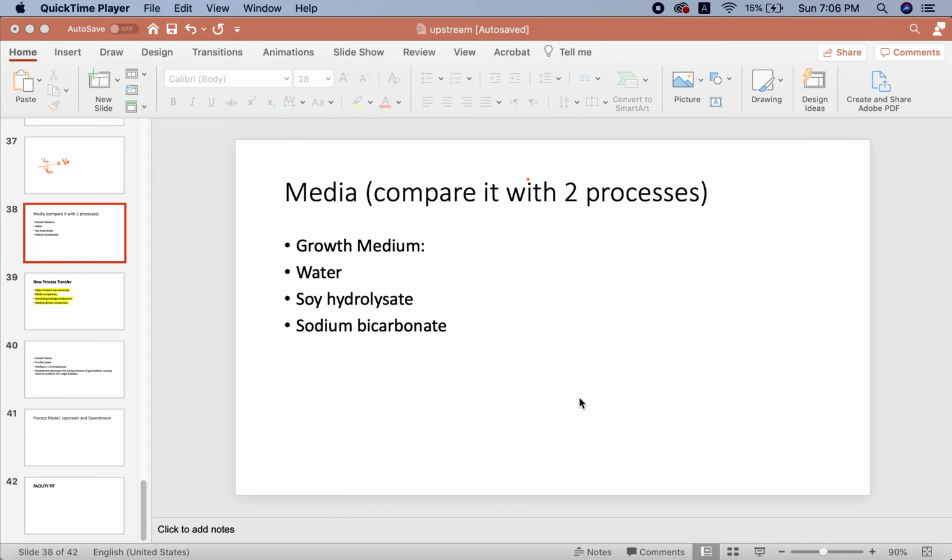tetrahydrochloride, manganese 2. So this is a different media, base media with 0.2 millimolar manganese 2 plus and 2 ppb copper 2 plus, manganese 2 sulfate.